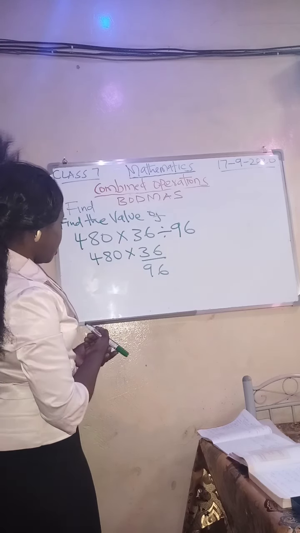Good. So we will have what? 60 multiplied by 3, which will give us 180. That is my answer. Did you get that? Very good. So that is, I'm enjoying doing this.